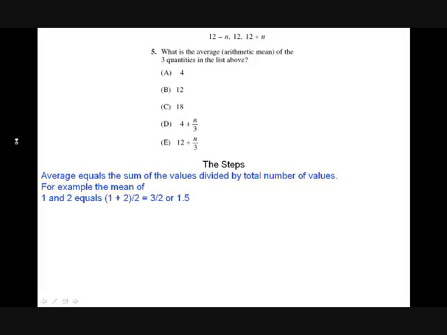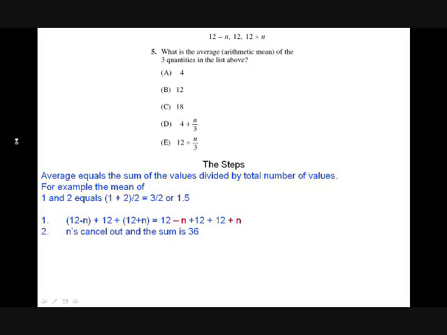So we're going to add 12 minus n plus 12 plus 12 plus n. Once we simplify and get rid of those parentheses, we have a negative and a positive n, so we know that those cancel out. So we're left with 3 12 values, and we just add those up. That equals 36. So now we have the sum.